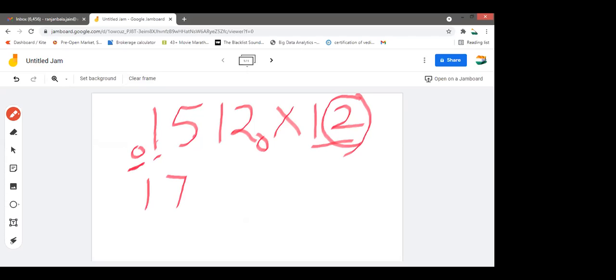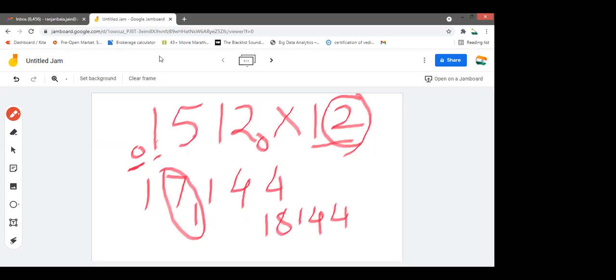2 fives are 10 plus 1, 11. 2 ones are 2 plus 2, 4. 2 twos are 4 plus 0, 4. The remaining process is the same. 7 and 1 will be added together because carry is generated. So the answer will be 18144. So simple. Is that clear? Now you can write in your notebook.